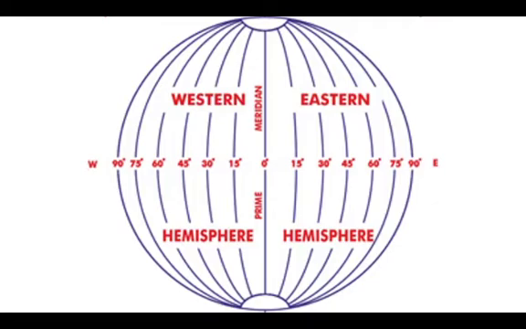The center line is called the prime meridian. It is the 0 degree prime meridian. So the prime meridian divides the earth into two equal halves: the western hemisphere and the eastern hemisphere.